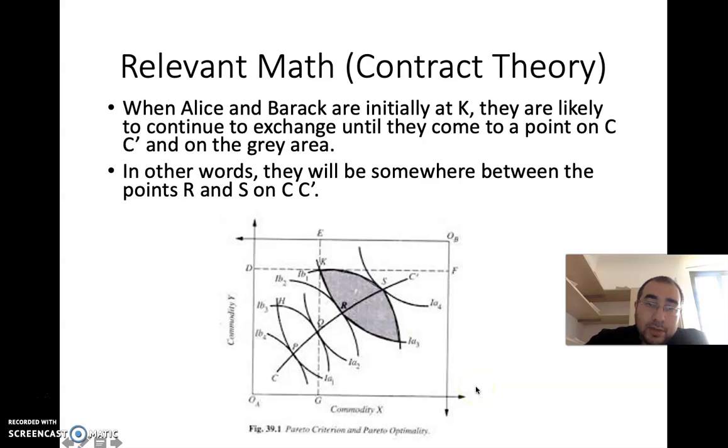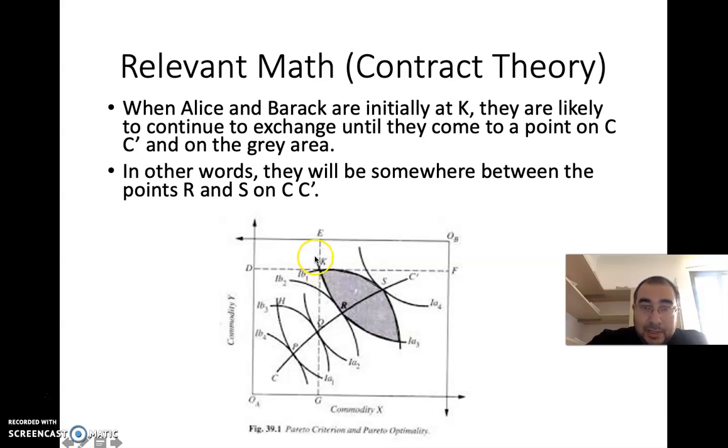So, what will happen if the point of endowments is K? If it is at K, Barak has KF amount of commodity X, which might be, for example, 20, and Alice has KD amount of commodity X, which can be 10. Barak might have AK amount of commodity Y, which might be 5, and Alice might have KG amount of commodity Y, which might be 15. Is it possible for Barak and Alice to reach a better equilibrium simply by exchanging what they have?